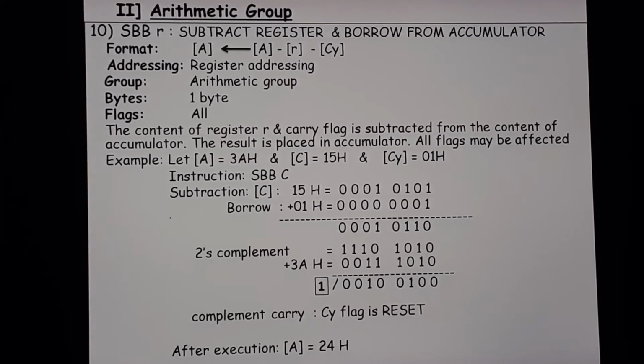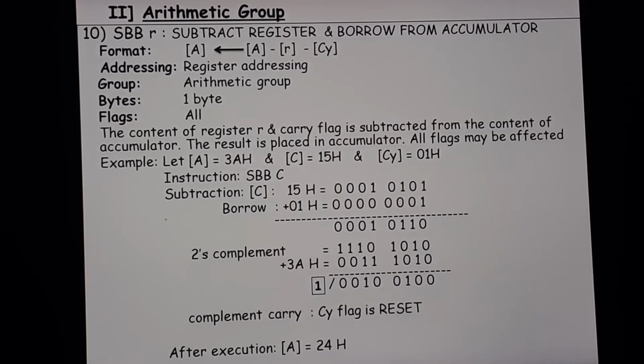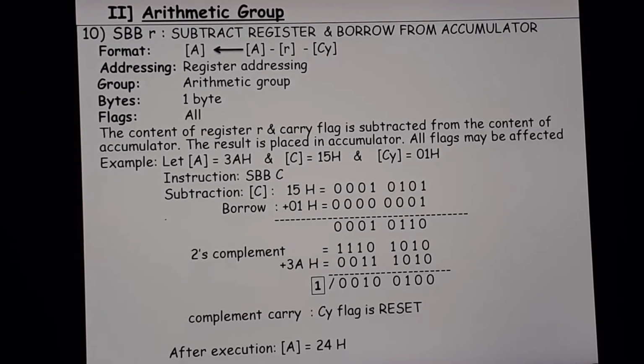Now see, your register C is 15H, so write 15H in binary, that is 1 and 5, 0 0 0 1.